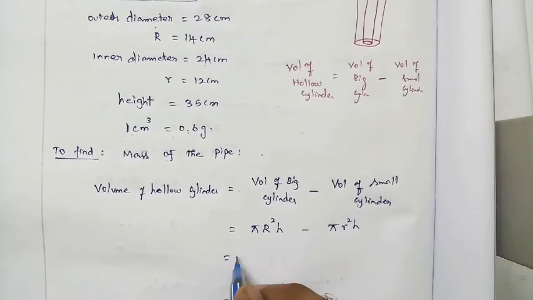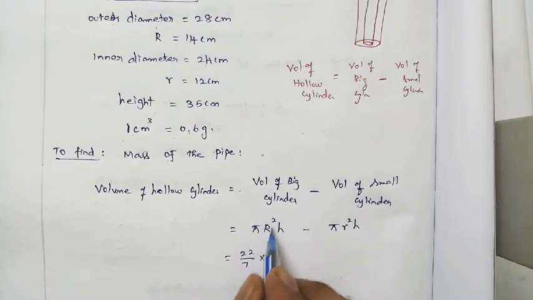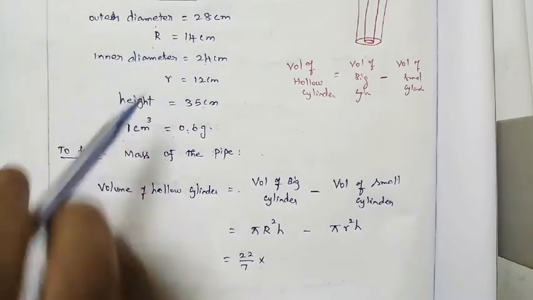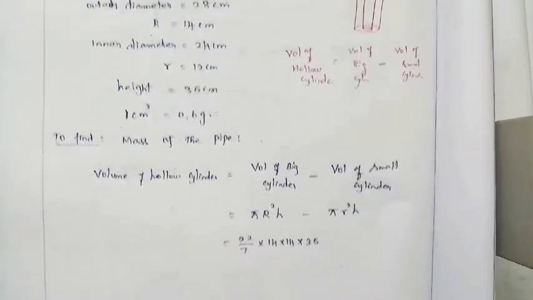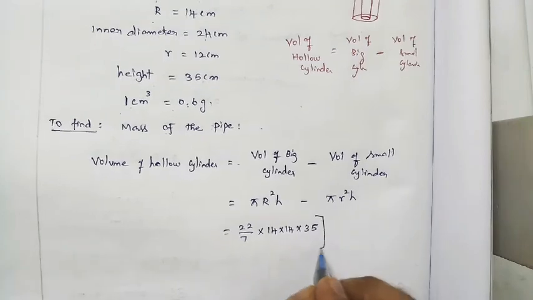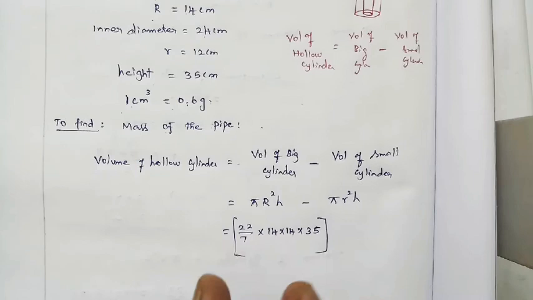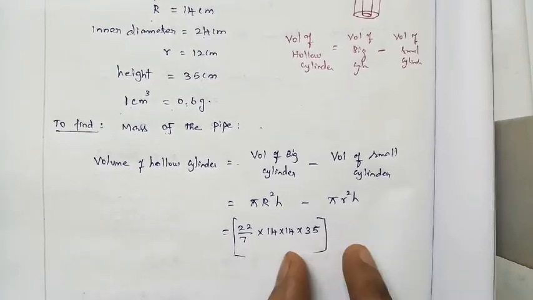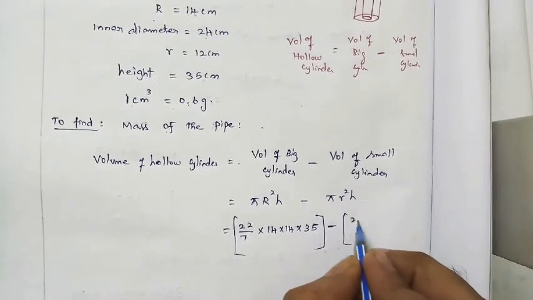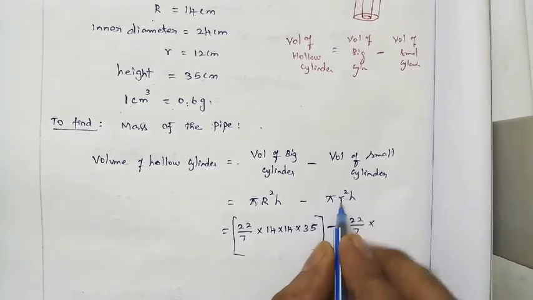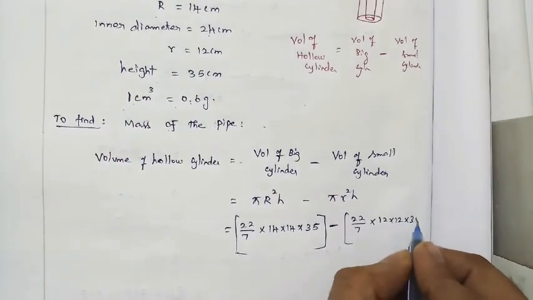So what is the value of pi? 22 by 7 into r square, that means r we multiply twice. What is the capital R? 14 centimeter. 14 into 14 into 35. Close the bracket. First, we have to simplify all the numbers in the first term, make it a single term, then only we subtract. That is very important. Minus, open the bracket, pi r square h. Pi value is 22 by 7 into small r square. What is small r? 12. 12 into 12 into 35, h is equal to 35.